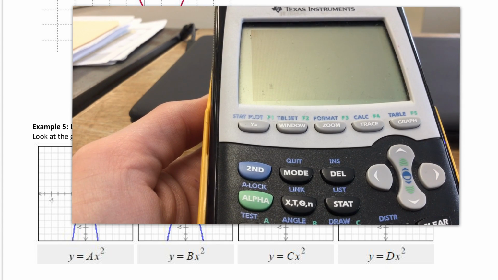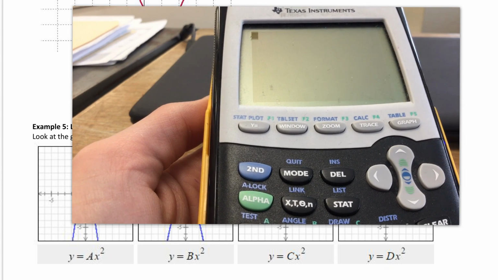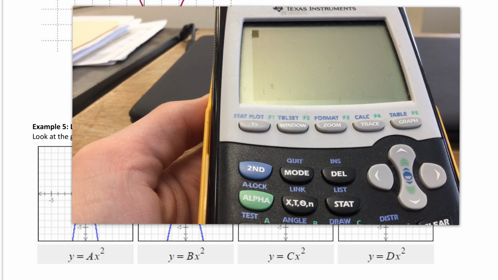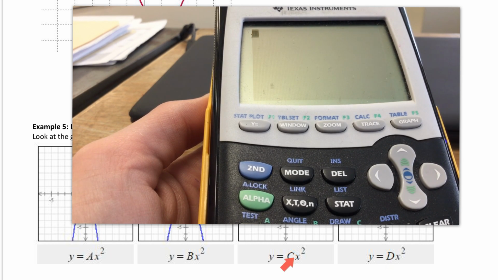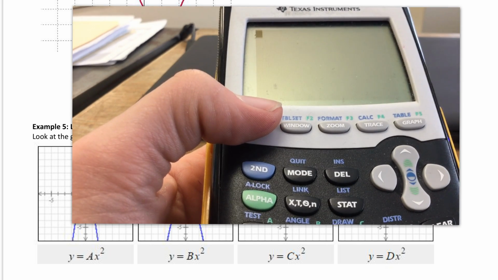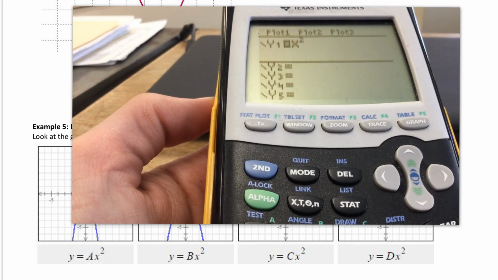Before we get started with example 5, I want to show you a couple things on the graphing calculator so you have an idea of what we're going to be doing. We're going to be looking at the leading coefficient, that a value. We're looking at the number in front of the x squared, and that's what we're going to be comparing when we're looking at our graphs. So let's talk a little bit about that on the graphing calculator first. You don't have to do it on your own, just kind of watch along and see what happens.